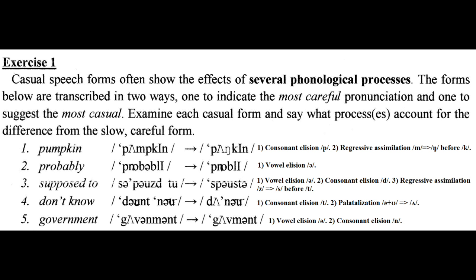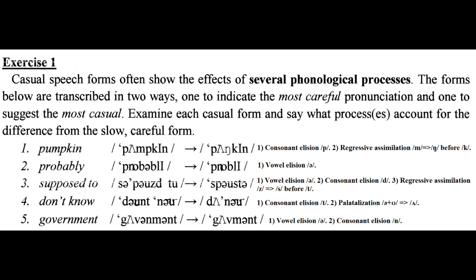Don't know. It becomes "dunno". In this word, in fact, we have 2 processes. The first process is consonant elision. At word boundaries, we have the consonant cluster n, t, n. We omit the t, so it becomes "don't know", "don't know".